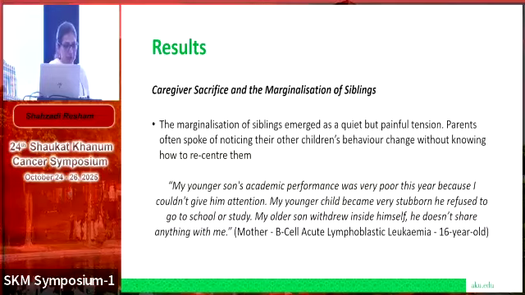And then parents have talked about their sacrifices and the marginalization of siblings, which emerges as a quiet but painful tension. Parents often spoke about noticing their other children's behavior change without knowing how to re-center them. One of the mothers said that my younger son's academic performance was very poor this year. My younger child became very stubborn. He refused to go to school. My older son withdrew himself. He doesn't share anything with me.